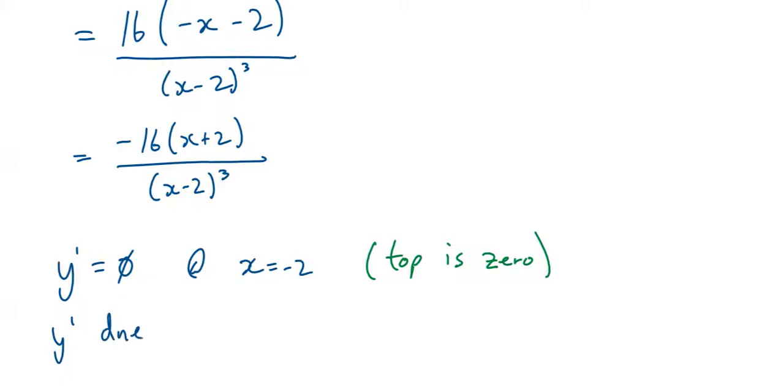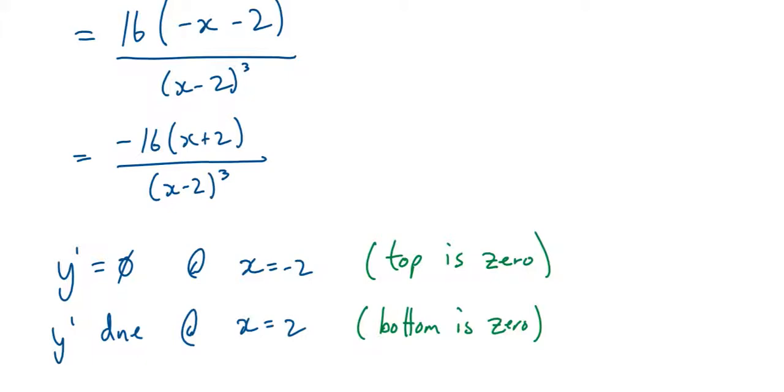Y prime does not exist when? Why? Yeah, when the bottom is 0. What else do we call that? It's a vertical asymptote. So remember, we're talking about the derivative here. That's what we were analyzing. We know that's telling us something interesting about the original function. We don't know exactly what yet, but there might be something curious there. So the derivative function has an asymptote when x equals 2 because the denominator was 0.